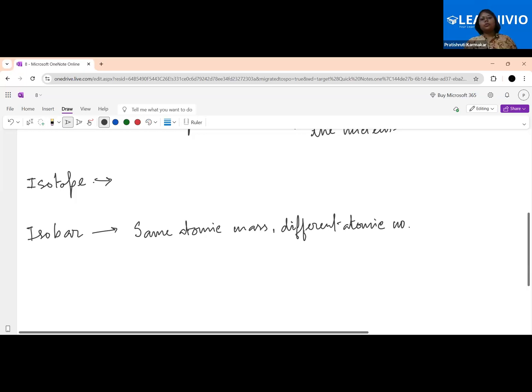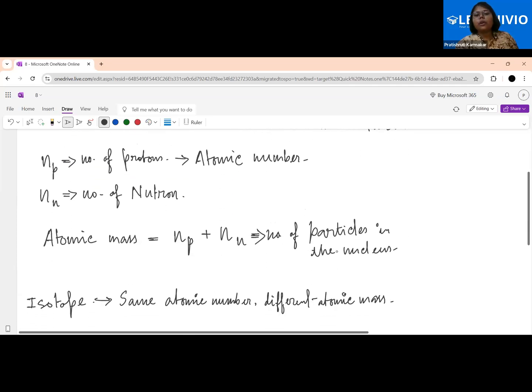Correct. Isotope is the same atomic number only. Fine. Okay. Now coming back to where we were.